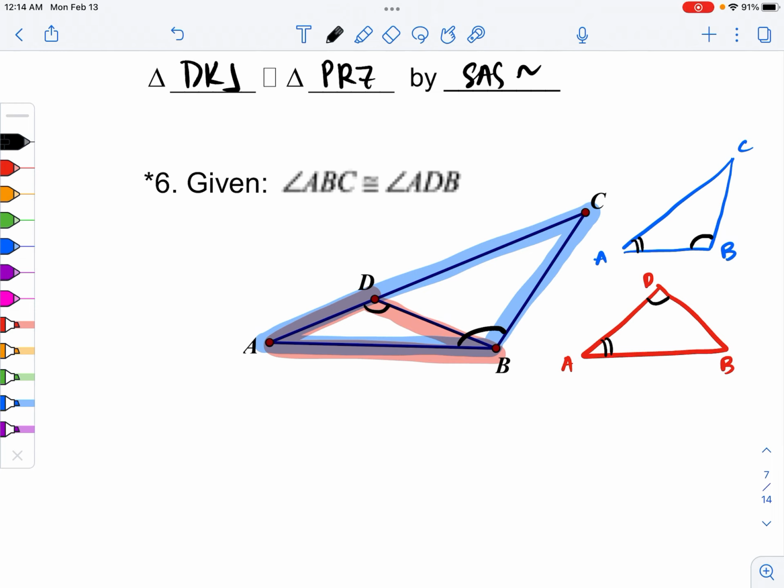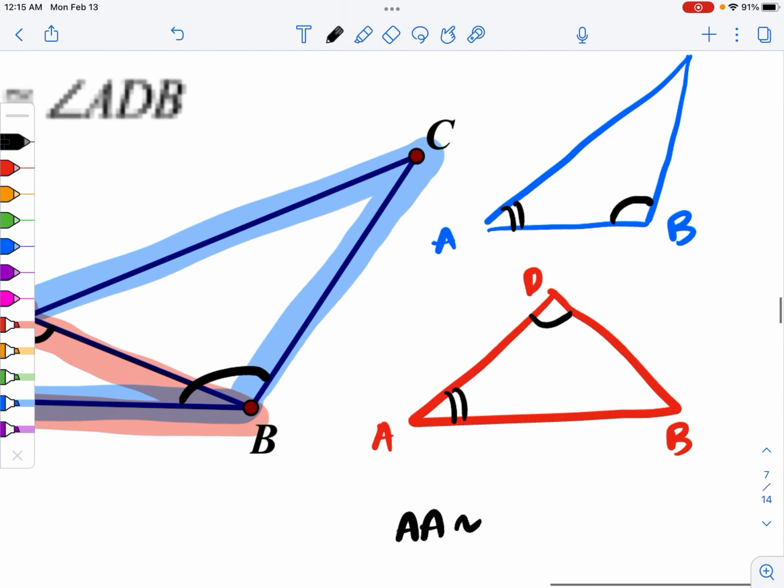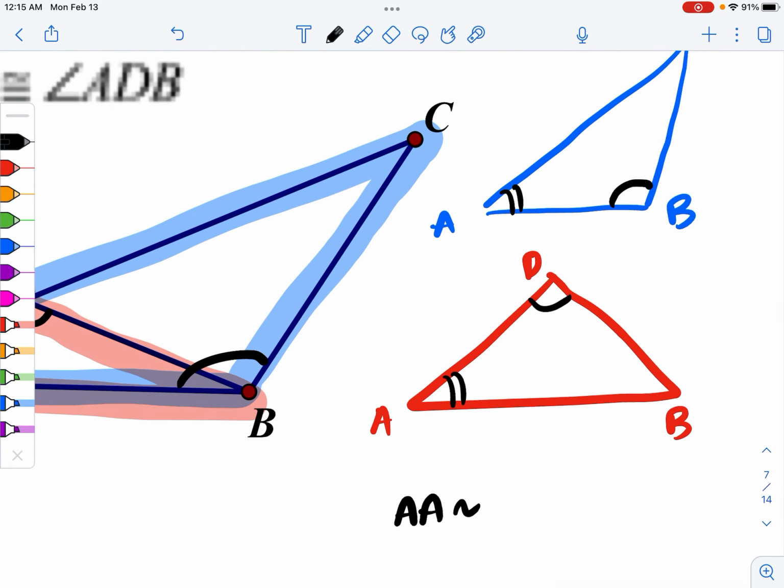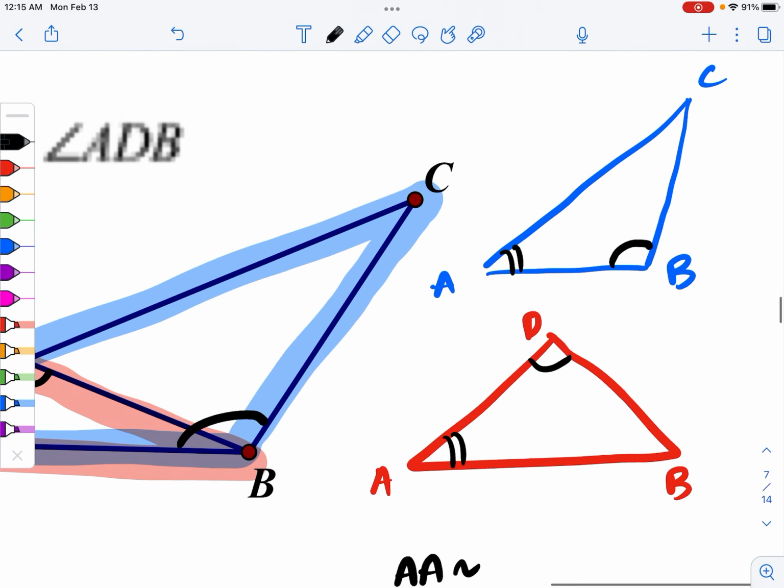meaning we could prove that these two triangles are in fact similar to each other by angle, right? And if we go ahead and just give some random angles here, if I said, let's say angle B was 100 degrees and angle A was 30 degrees, we could automatically assume that this is 50 degrees.